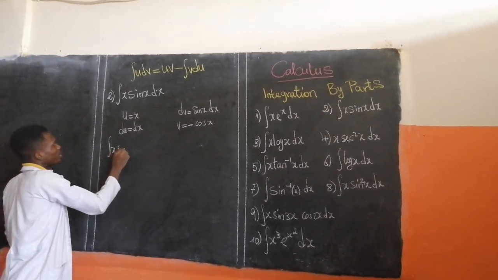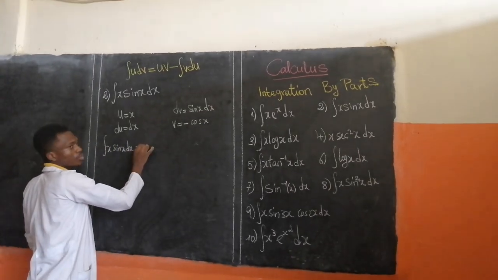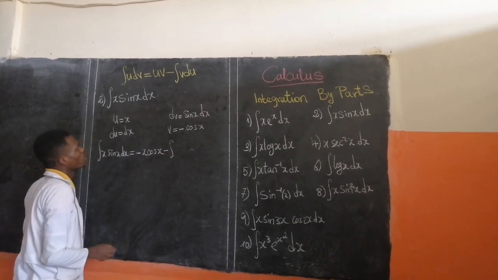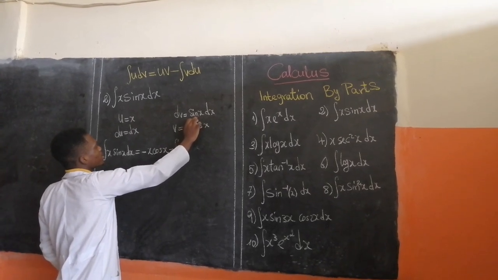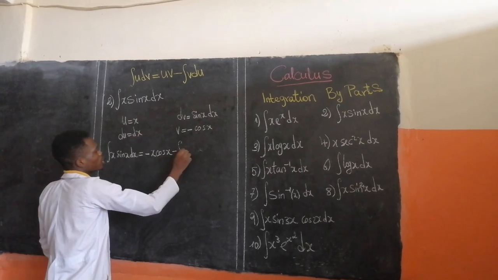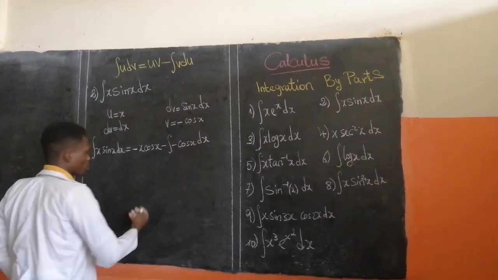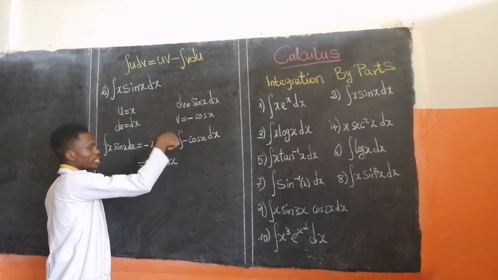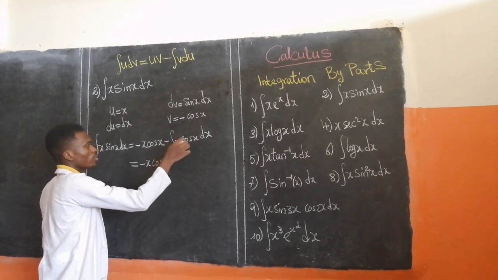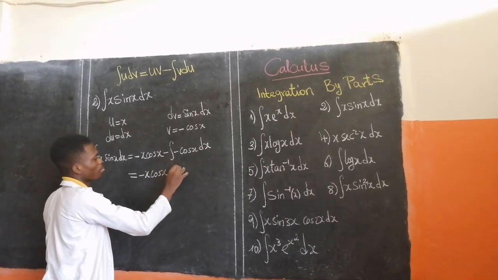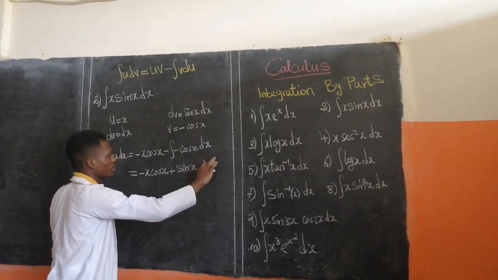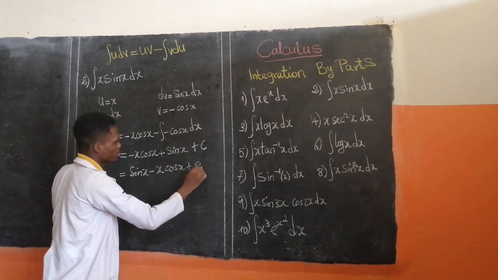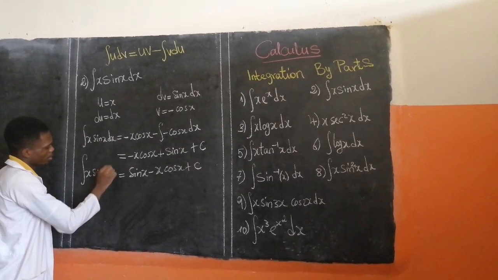So now the integral of x sine x dx is equal to uv, which is negative x cos x, minus the integral of v du, where v is negative cos x and du is dx. We have negative cos x dx. So we have negative x cos x, and the negative becomes positive because it comes out of the integral sign, so we have plus the integral of cos x dx. When we integrate cos x, we have sine x, plus the constant of integration c. So the integral of x sine x dx is sine x minus x cos x plus the constant of integration.